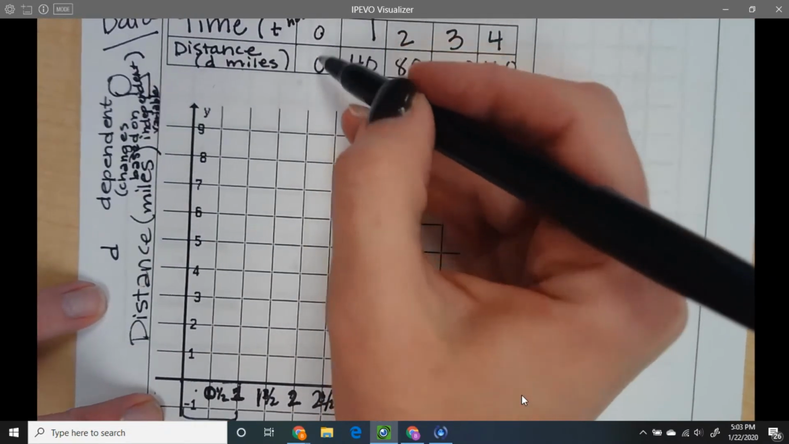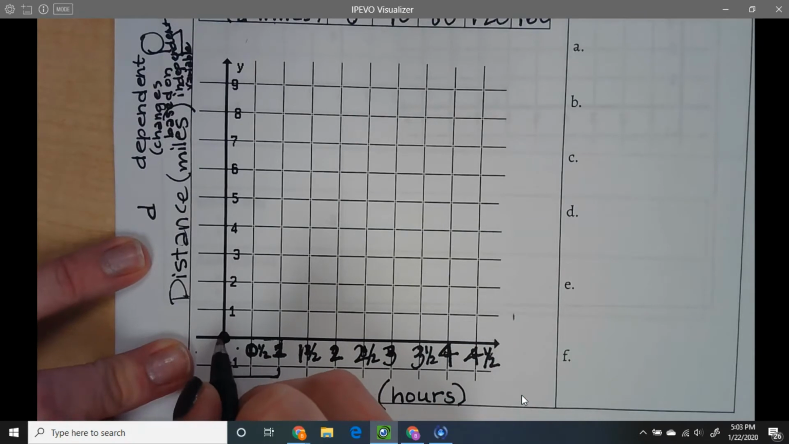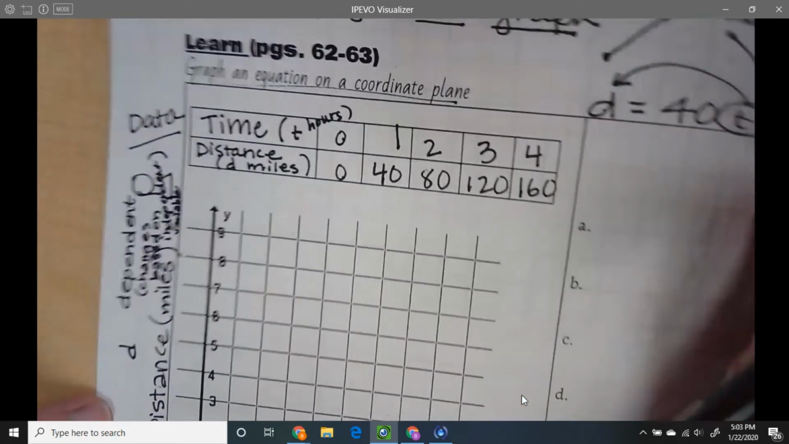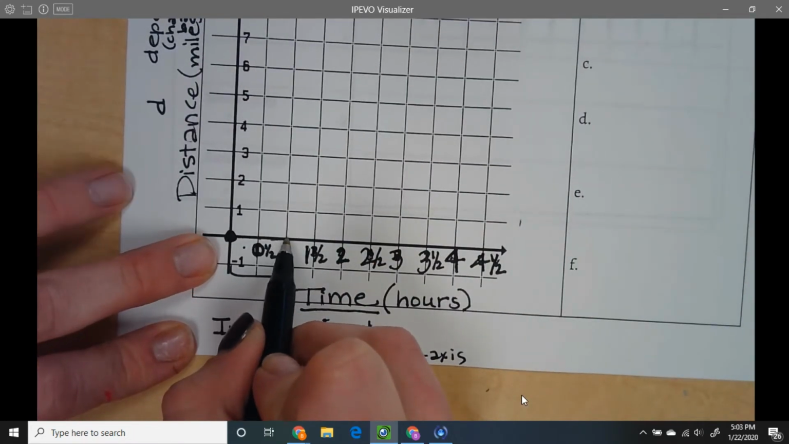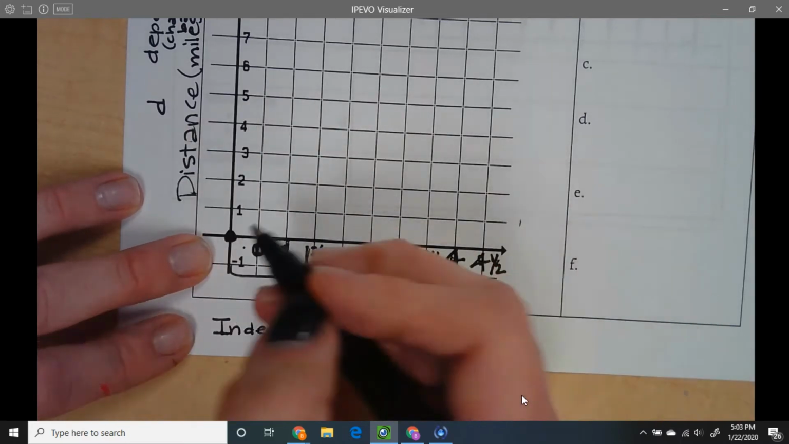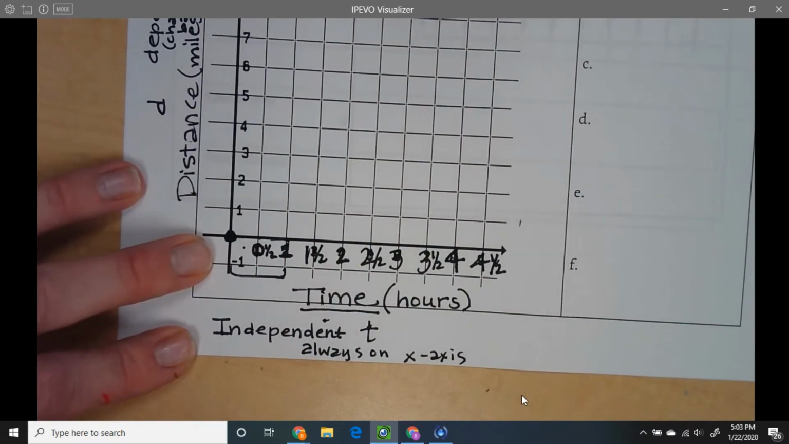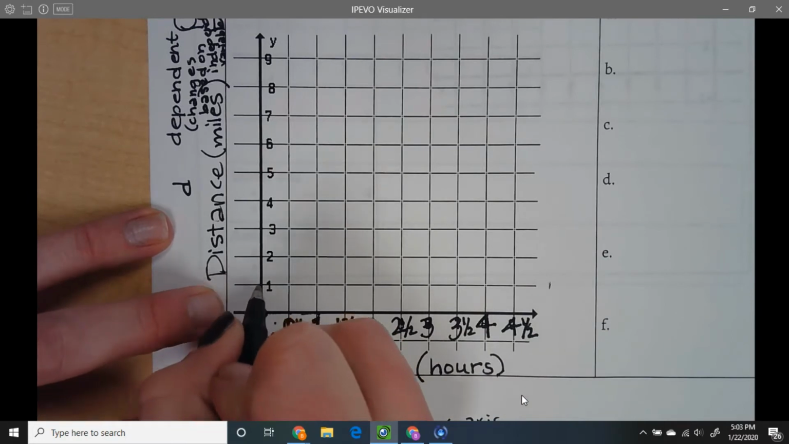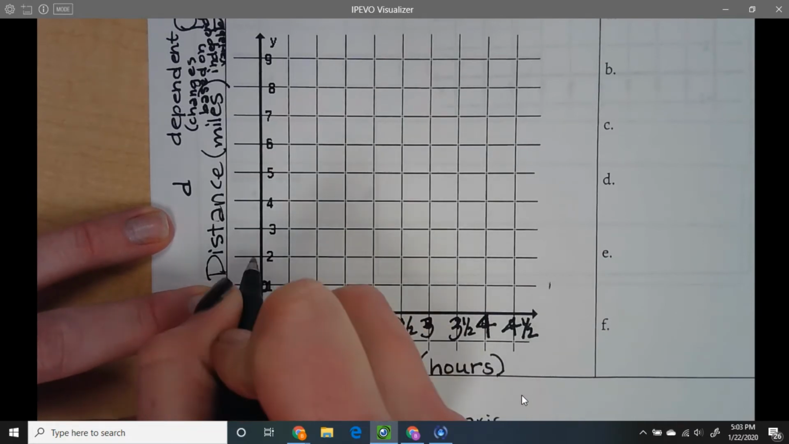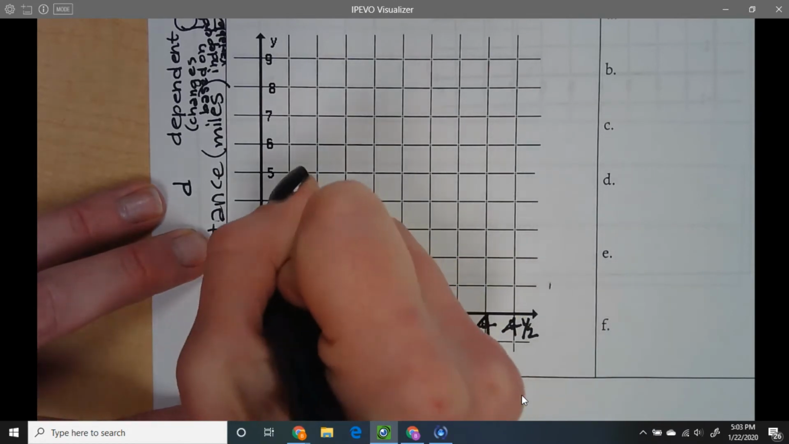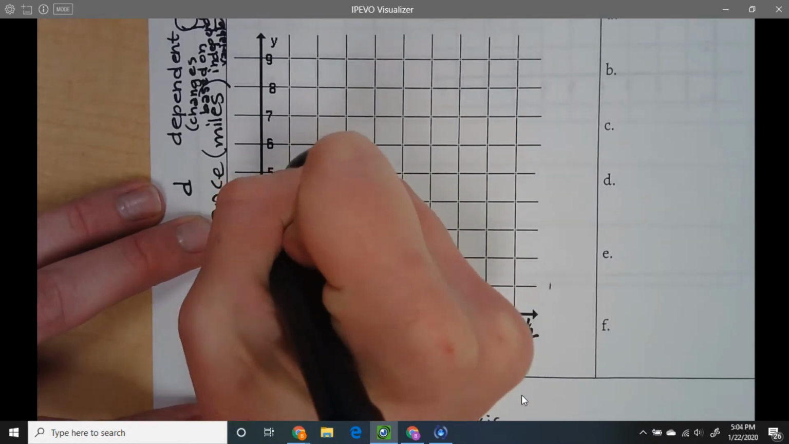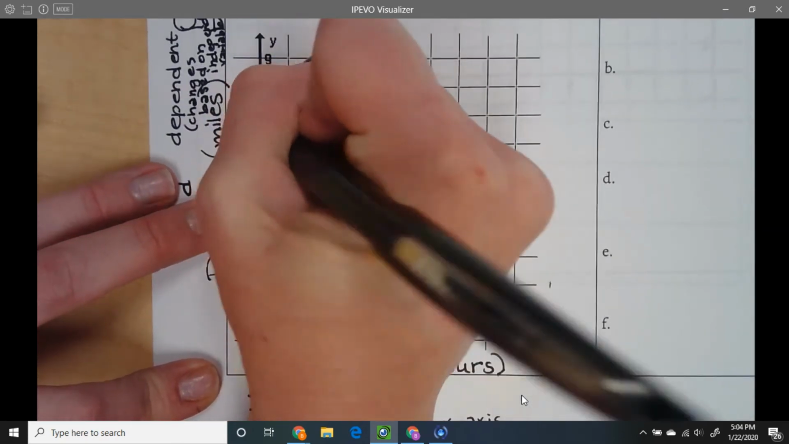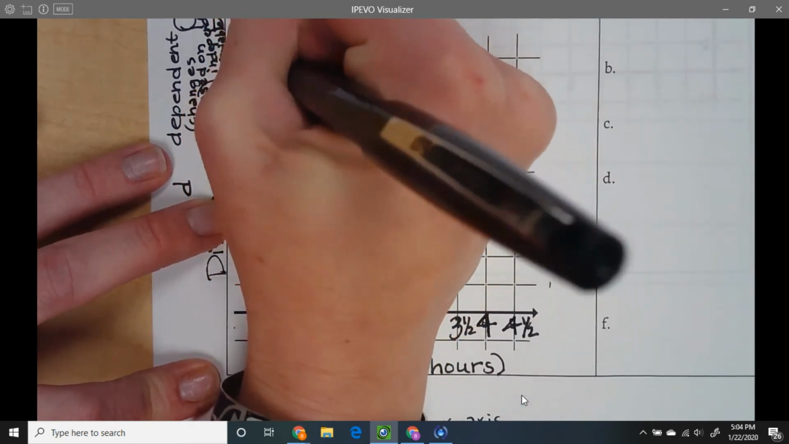So I have 0, 0. So that's going to be my first dot on my plot. And then I have 1 and 40. So the time is 1. And then, I don't have up to 40. So it looks like I need to renumber my vertical line, which the problem tells us that 2 units on the vertical axis should be 20. So that means this is 10. This would be 20. That would be 30, 40, 50, 60, 70, 80, 90.